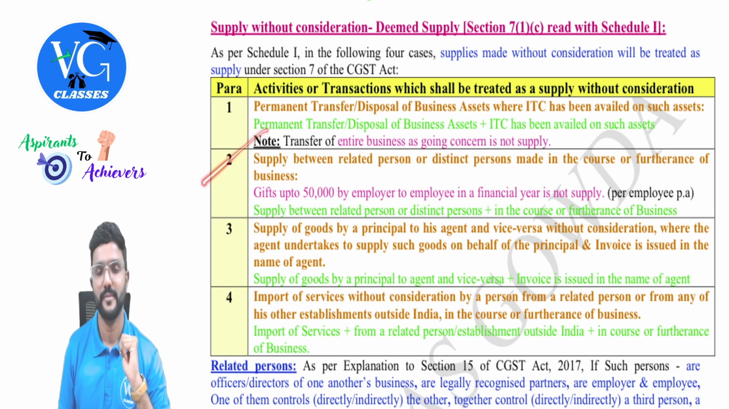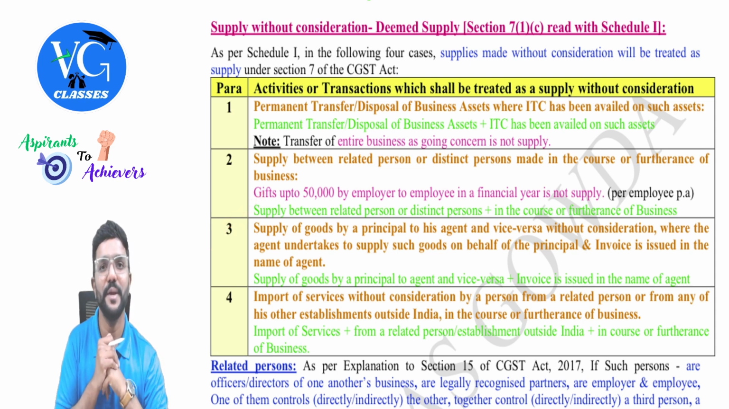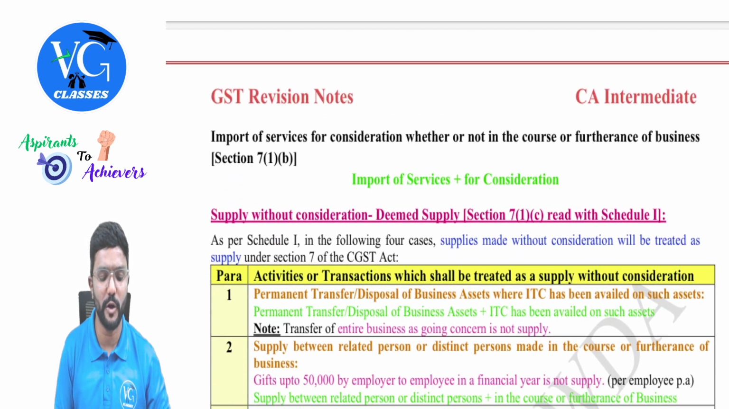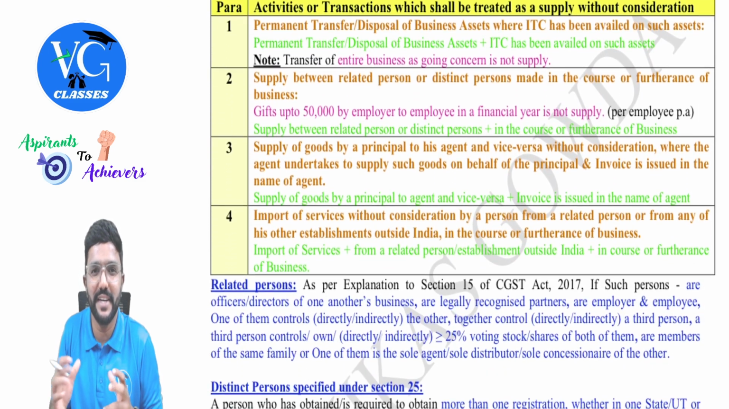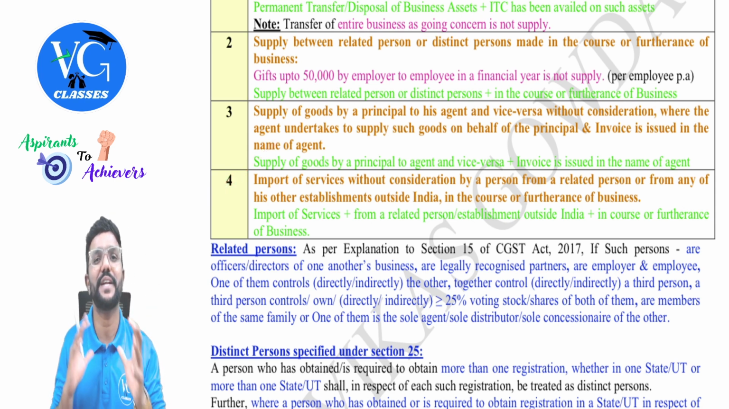Yes, para 2. Then supply of goods by a principal to an agent or vice versa. So actually totally three people are involved here. That is principal, agent and recipient. Or if it is a purchaser, supplier, agent and principal. So totally three people are involved in these transactions. So para 3. And para 4 is import of services, that should always be studied along with 7.1b. So 7.1b, if I take it in reverse, looks like D. Yes, D is the fourth alphabet. So try to remember like that.